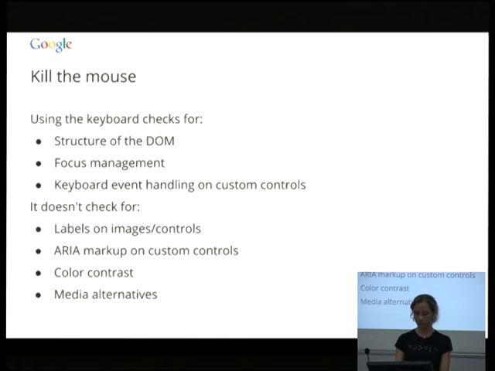However, it does not check for things like labels on images and controls, or ARIA markup on custom controls. How are you going to know that just using a keyboard? It doesn't check for color contrast. You may have great eyesight and not realize that something is too low contrast for someone with poorer eyesight than you, or maybe on a poorer monitor. It doesn't check for media alternatives, so things like subtitles on a video or transcripts.